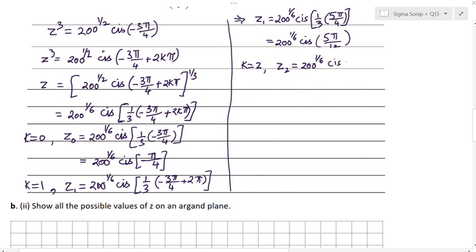These kind of questions are not difficult. Cis 1 over 3 of minus 3 pi over 4 plus 4 pi, and that gives you 1 upon 3 of 16 minus 3, which is equal to 13.